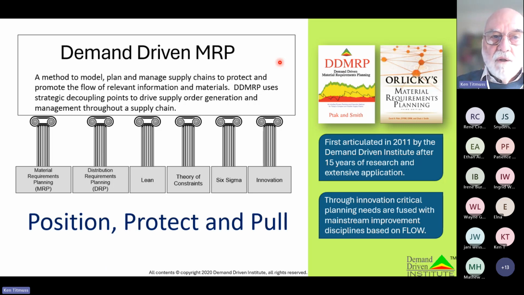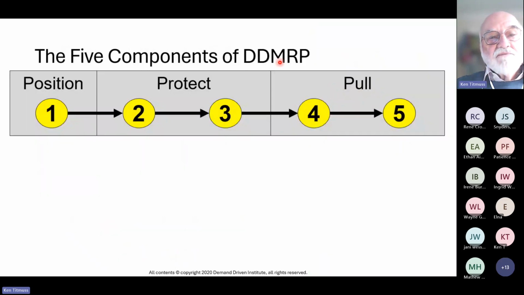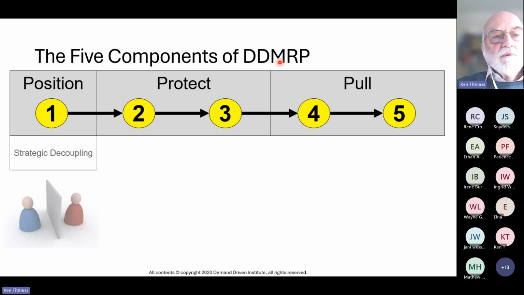But we know the world is changing on a daily basis. And so we must adapt our system on a daily basis to take account of what's actually happening out there in our marketplace. And this methodology does that. So we have 5 components of a DDMRP system. First of all, we want to position inventory correctly. That's the strategic decoupling.